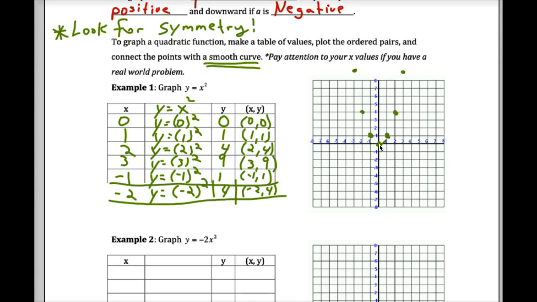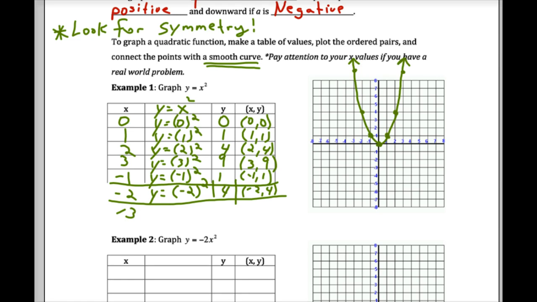Smooth curve. Do your best. It takes a lot of practice, guys, to draw a parabola nice and pretty. Make a smooth curve. Put arrows at the end of your lines, and that's a parabola. Okay. So we did 6 points. We actually did -3. We just didn't put it in our table, and that's okay.